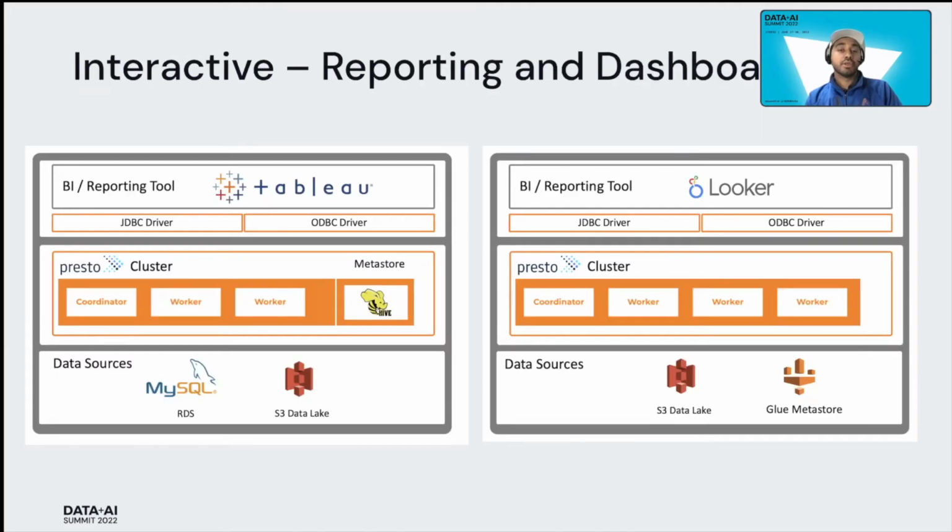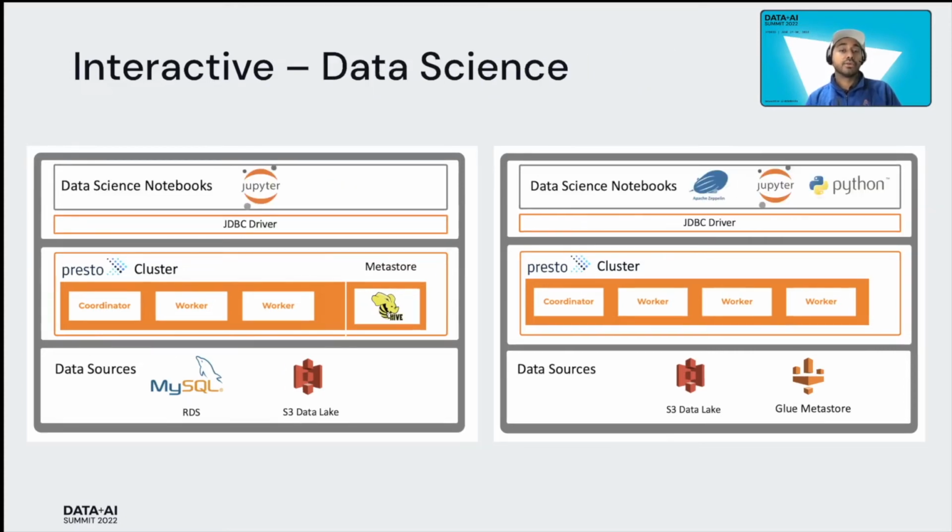This is the most popular use case of Presto, that is reporting and dashboarding, and this is what a stack might look like for it, which is very similar to what we discussed earlier. You have BI reporting tools connected to the Presto cluster with a JDBC driver or an ODBC driver, and you have a metastore, either Hive metastore or AWS Glue, connected and acting as a catalog for your data lake like S3, and you also have data sources like RDBMS that you can query with Presto in reporting and dashboarding use cases.